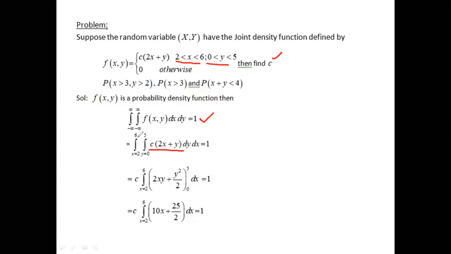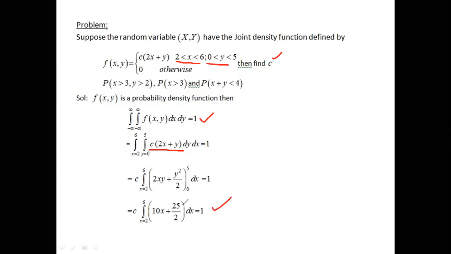Anyway, all the limits are constants, so we can do any one as the first integration. So we are doing the integration with respect to y here. When we are integrating with respect to y, 2x is constant, so we get y, and the integration of y is y square by 2, and the y limits are 0 to 5. When we substitute the upper and lower limits and simplify, we get 10x plus 25 by 2.